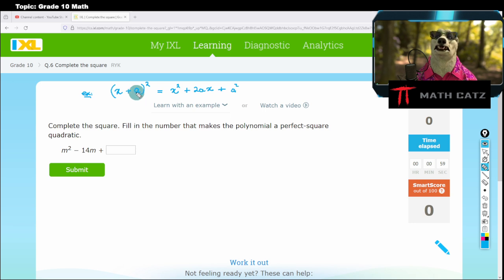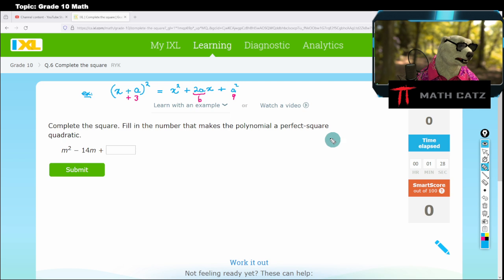So when I have a 3 here, for example, let's make that pink. Let's say I have a plus 3. Then I still get my first one squared. Product of the 2 times 2 will now be a 6x. Last one squared will be a 9.